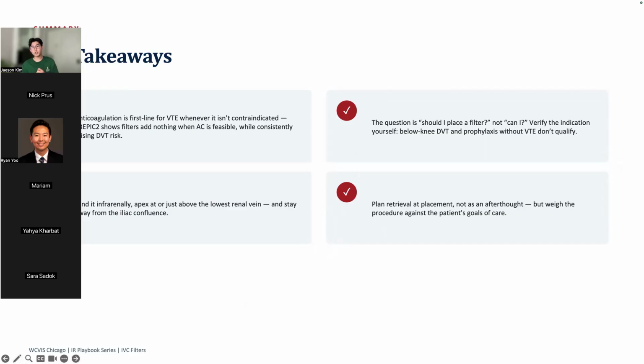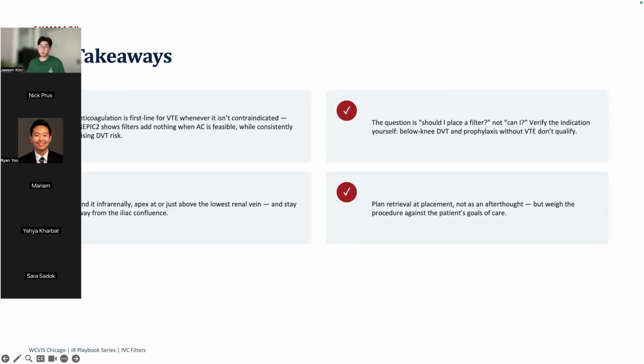Second, the real question is always whether the patient should get a filter, not whether you can place one. I didn't mention this earlier, but a calf clot or a clot below the knee, or placing a filter just in case, doesn't necessarily qualify a patient to get an IVC filter.